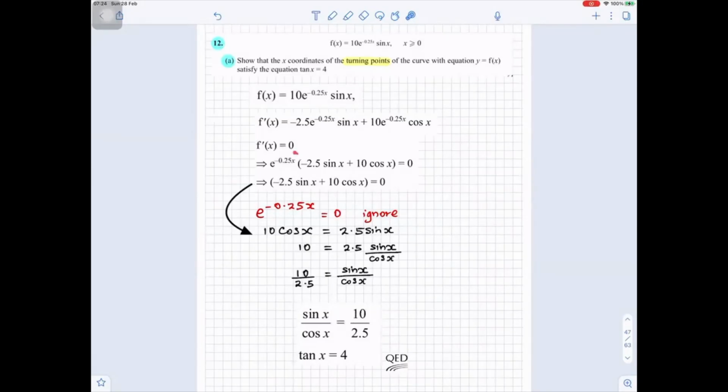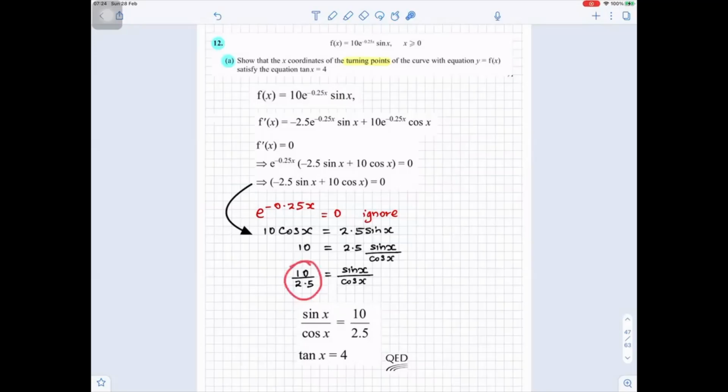So either e to the minus 0.25x is equal to 0, which you would ignore because that's not possible, or this expression is equal to 0. And that means 10 cos x is equal to 2.5 sine x. We want to take cos x to the right side, so we divide by cos x. And then you take 2.5 to the left and you divide by 2.5 on the left.